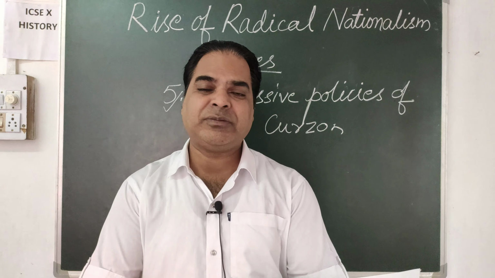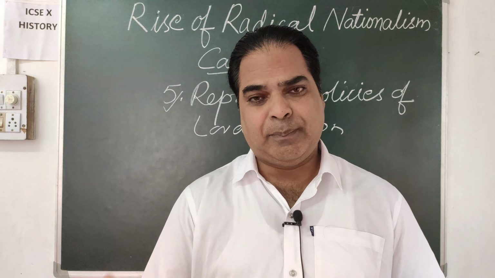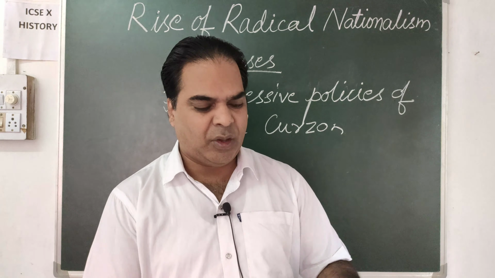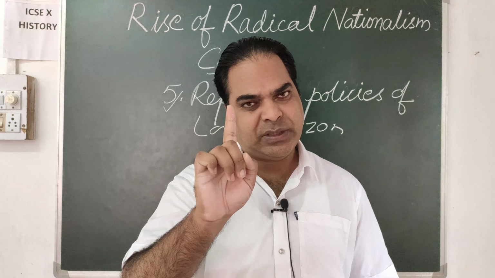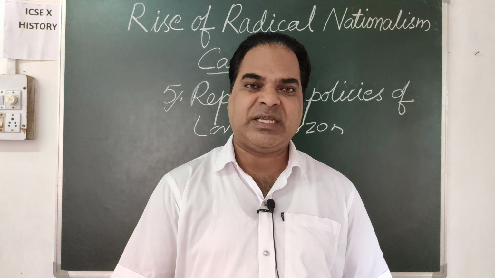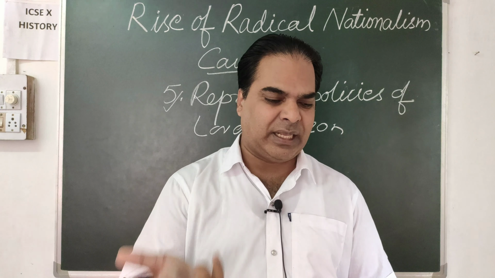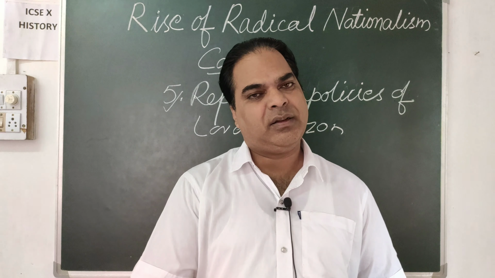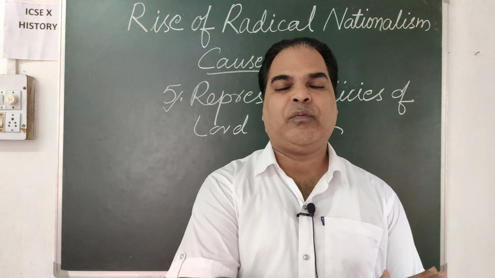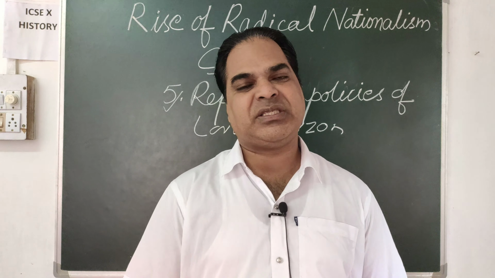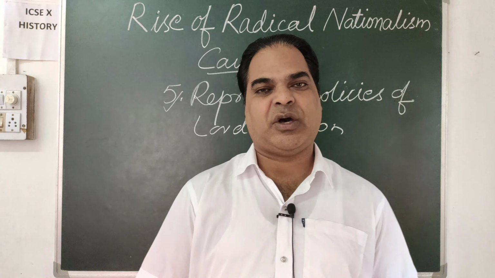So this is all about the radicals' beliefs, methods, and objectives. Only one objective, they wanted Swaraj, and the methods they followed to achieve it were Swadeshi, boycott, national education, and revivalism. And as for belief, they did not have full faith in the British sense of justice. So this is all from this chapter.